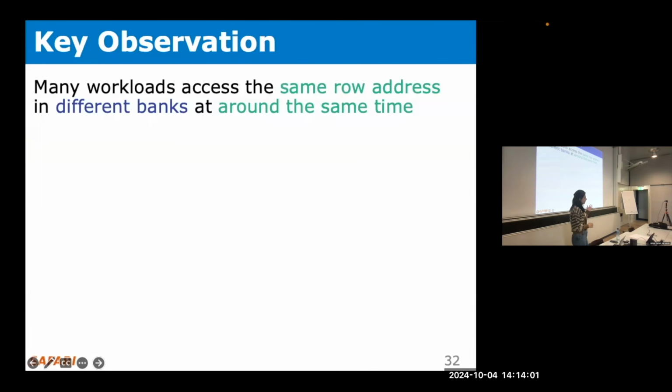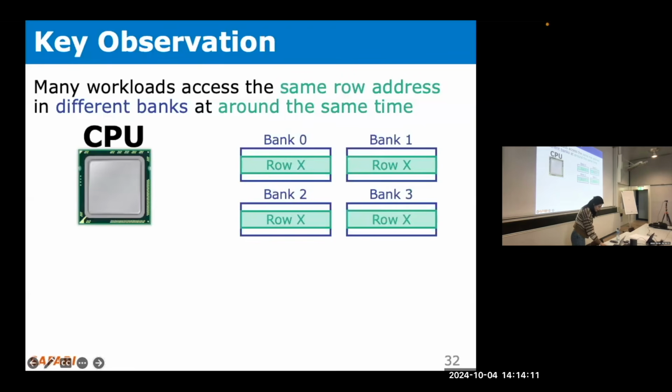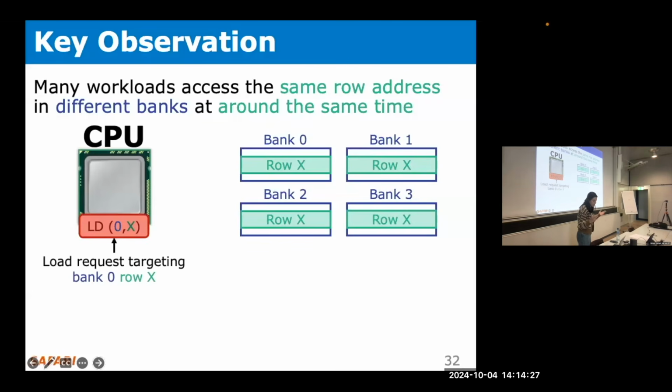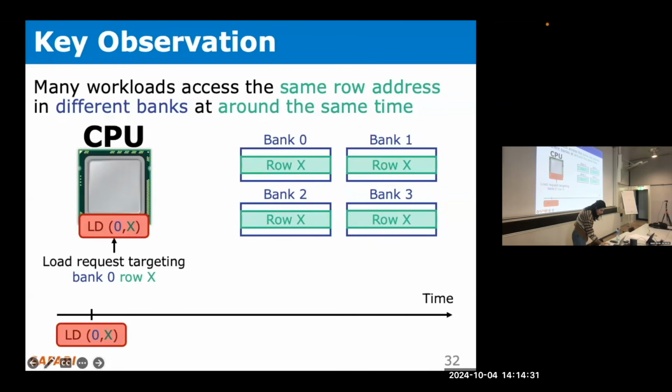Abacus' key idea, which I will talk about in the next slide, is based on a key observation that we make on how workloads interact with the main memory. I will show what we observe over an example. Here is a system with a CPU and 4 DRAM banks. As you can see, each DRAM bank has a DRAM row at the same row address, highlighted with the label row X. And a workload running on the CPU generates a load request targeting bank 0 and row X in the beginning of this timeline.